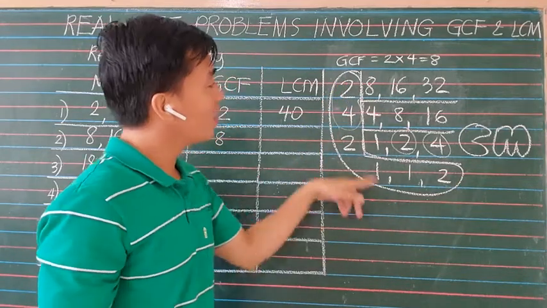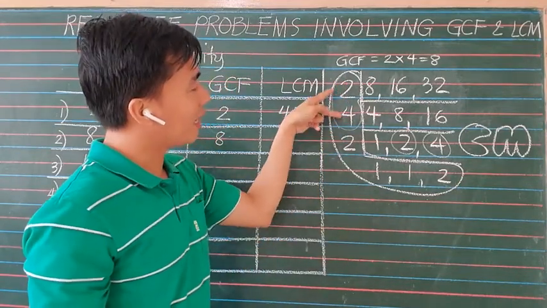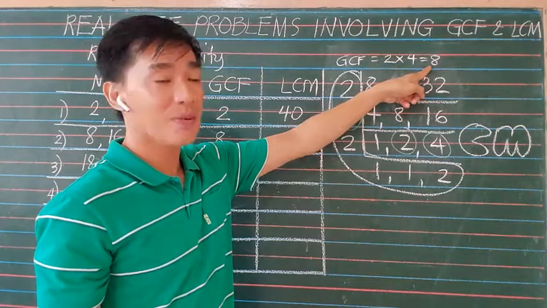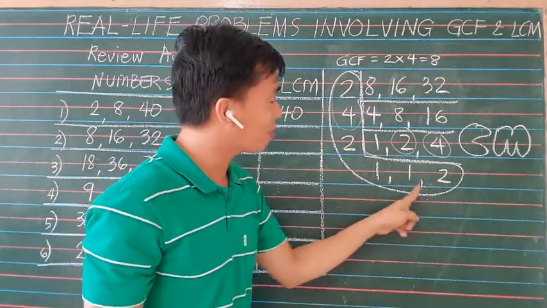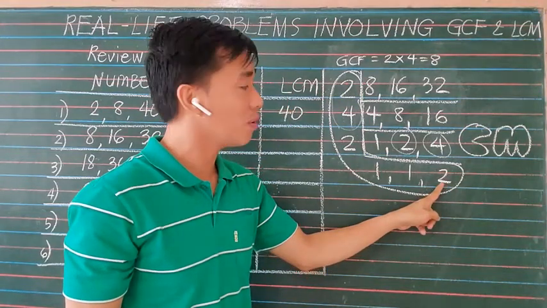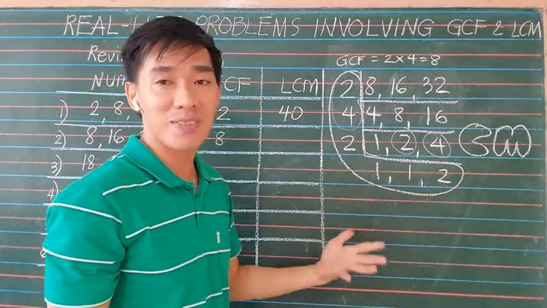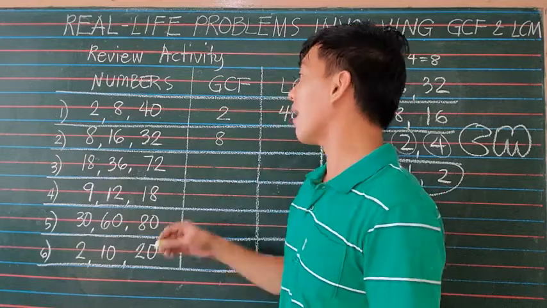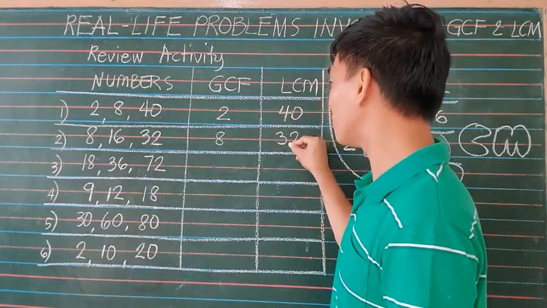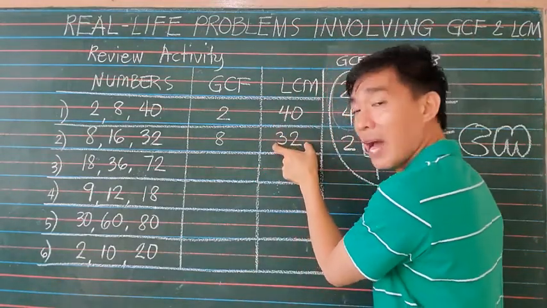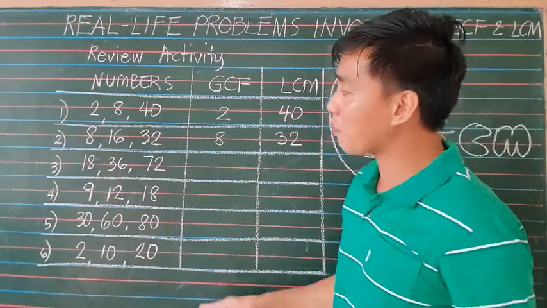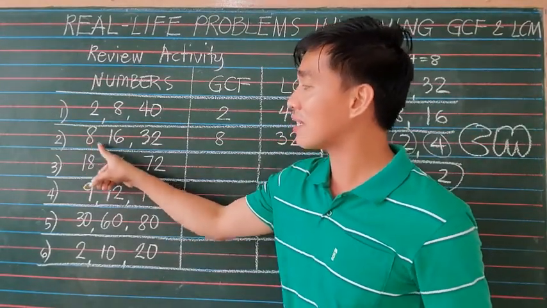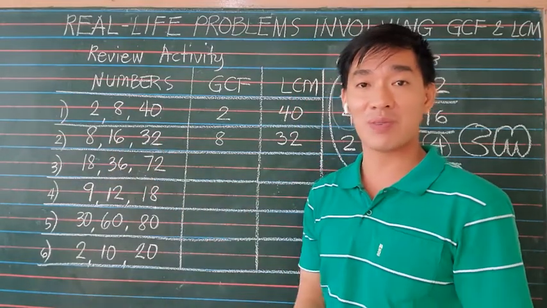Okay? So, the 2 and 4 earlier, which gave 8, is the GCF. Multiply it by 2, that's 16. Multiply it by 2, that's 32. Multiply by 1 and by 1, that's still 32. So, therefore, their LCM is equal to 32. This is the first, the smallest number that 8, 16, and 32 will meet at.